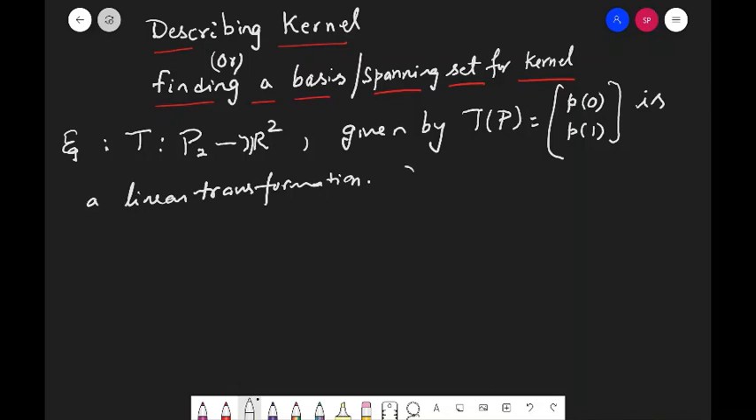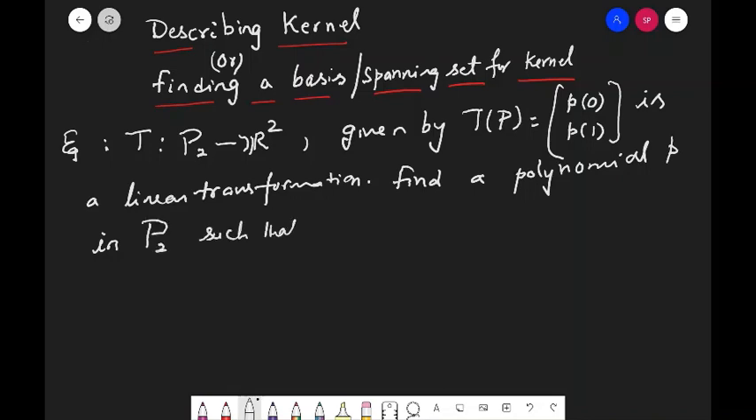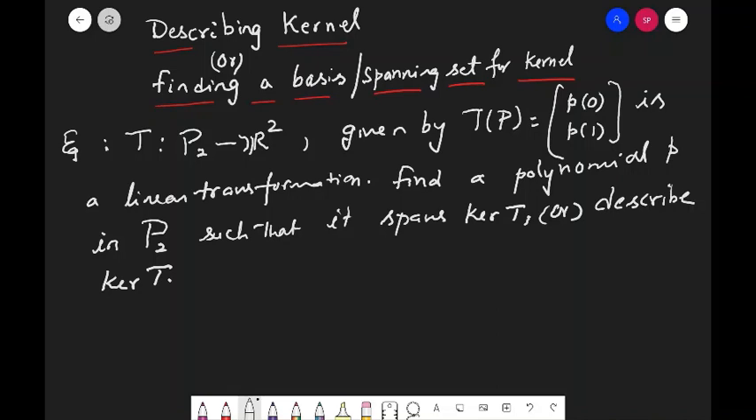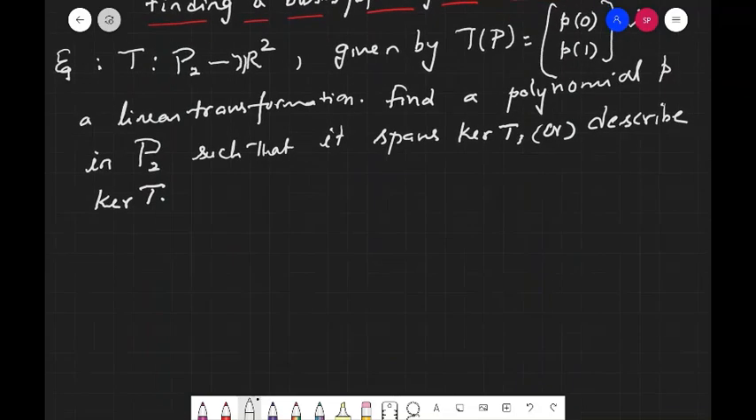And then find a polynomial P in P2, that is the domain, such that it spans kernel T, or you can say describe the kernel of the linear transformation T. This is the problem given to us. So, solution.